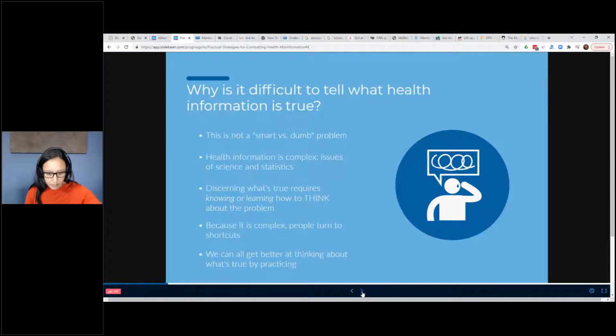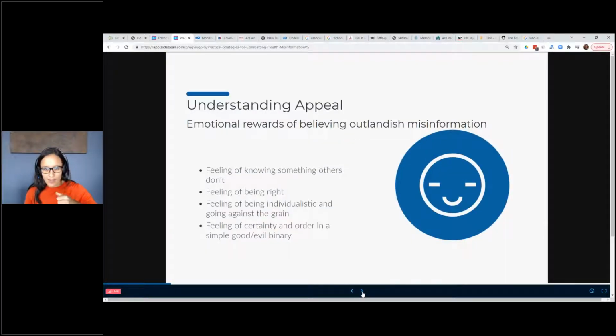You can see me click through my screens. Yes, it's still working. Yes, still working. All right.